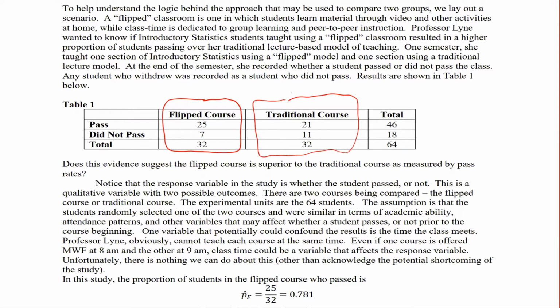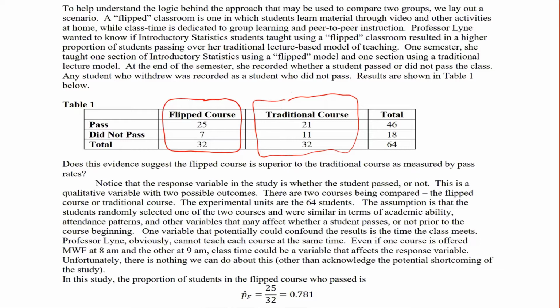And so the question we ask is, does this sample evidence suggest the flipped course is superior to the traditional course as measured by pass rates? So again, we're comparing two groups, flipped and traditional, and the response variable is whether the student passed or not. So that's a qualitative variable with two possible outcomes. Again, we have two courses being compared. The experimental units in this study are the 64 students, the 32 in the flipped and the 32 in the traditional.